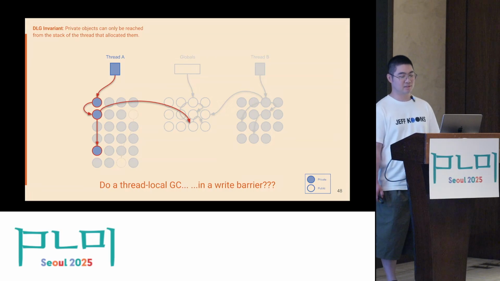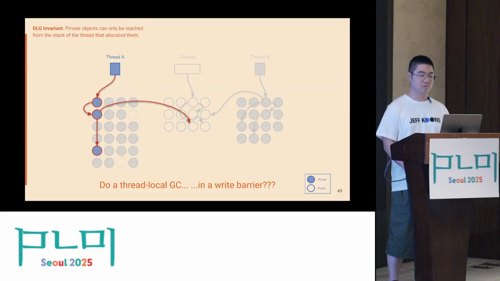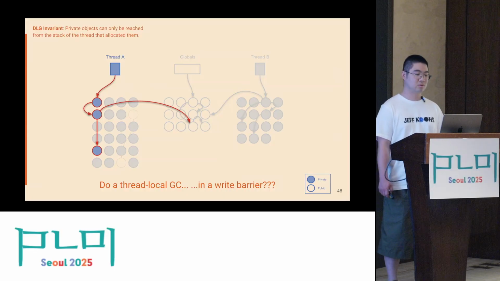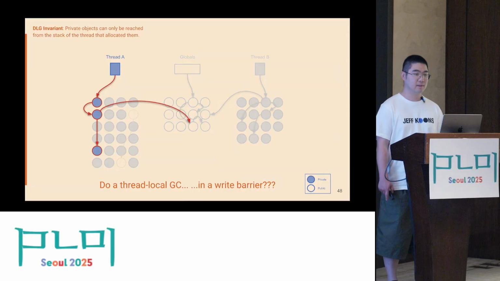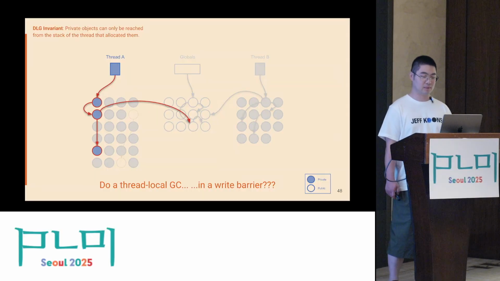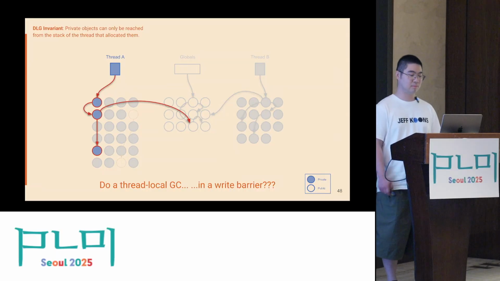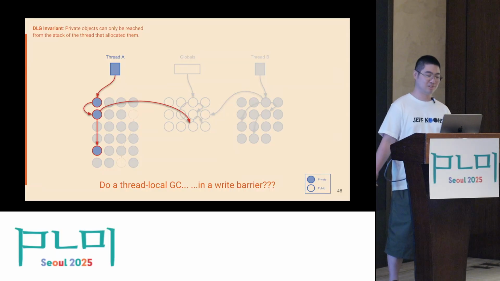And in fact, there are even more reasons why this is not going to work, because in order to trigger a local GC in a write barrier, every pointer store has to be a safe point. And none of the production runtime can afford to do this. So the main takeaway here, this is not a solution.